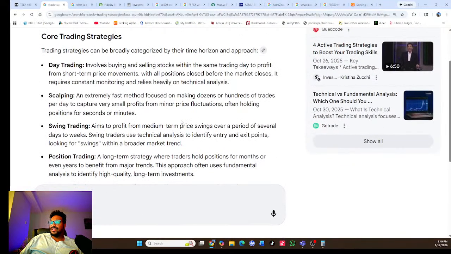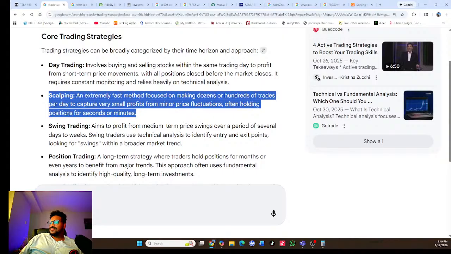So day trading, so scalping is an extremely fast method focused on making dozens or hundreds of trades per day to capture small profits from minor price fluctuations, often holding positions for seconds or minutes. So that's a thing too.